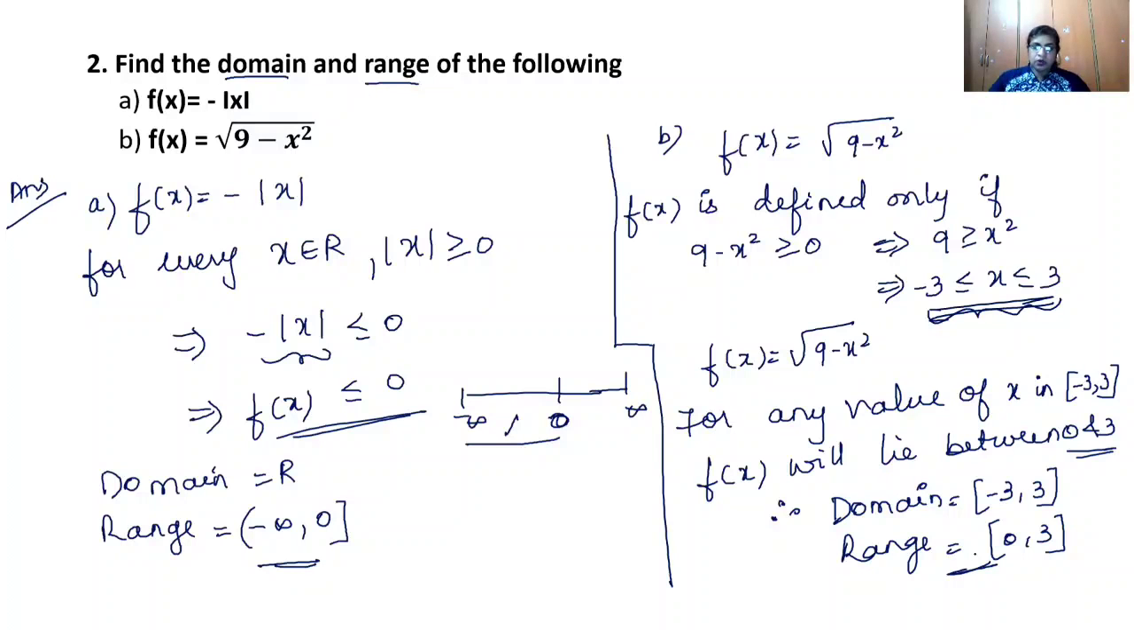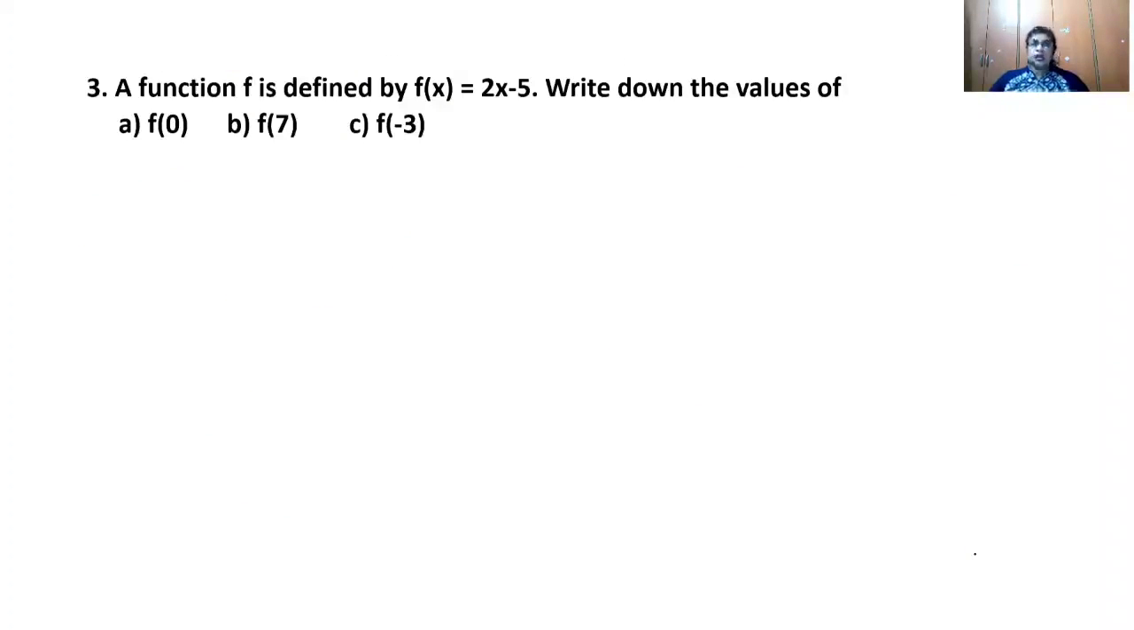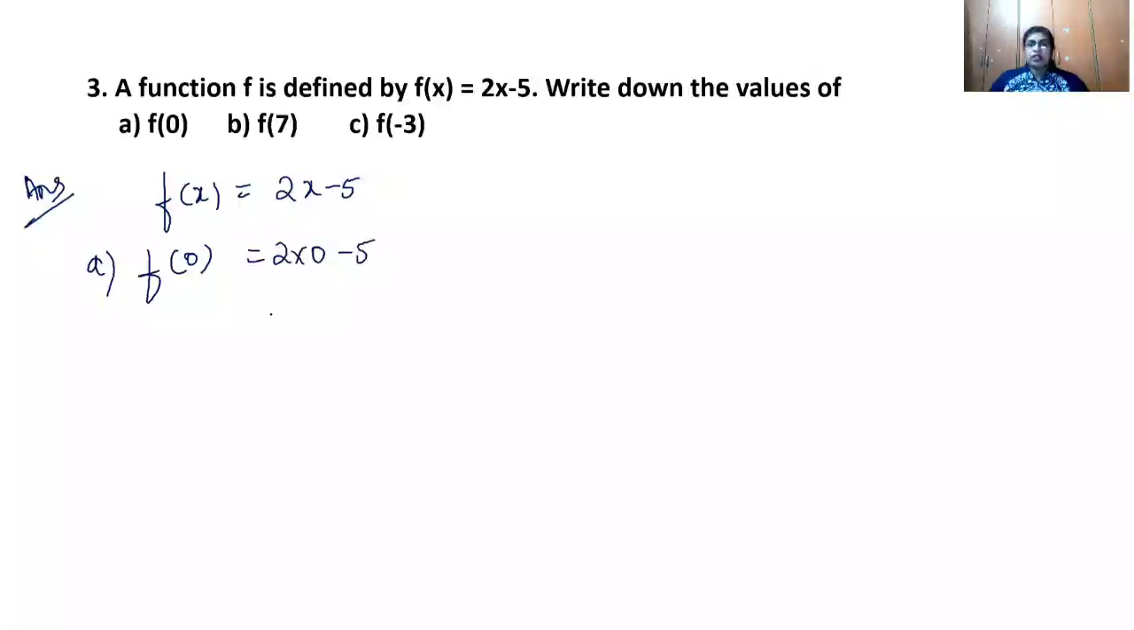Now let's go on to the next question, question number 3. What is the third question telling us? A function f of x is given by 2x minus 5. Write down the values of f of 0. So let us take f of 0. In place of x, I have to put a 0. So this is 2 into 0 minus 5, which is 0 minus 5, equal to minus 5. That is your A answer.